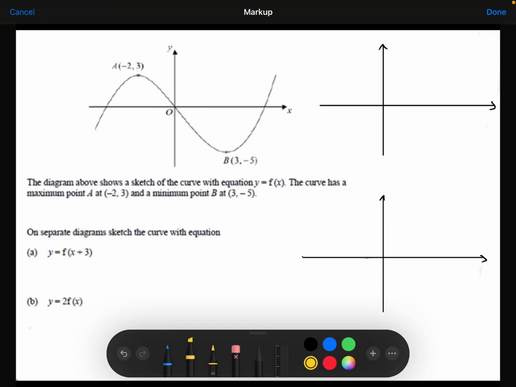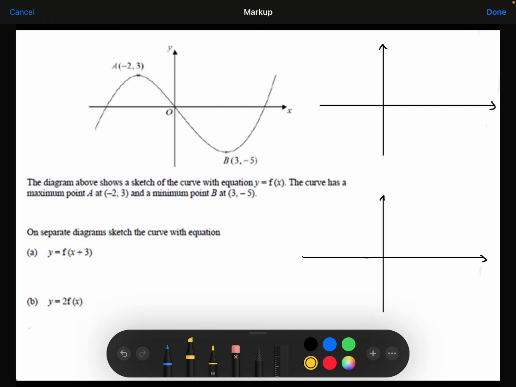The diagram above shows a sketch of the curve y equals f of x. The curve has a maximum, point A, at minus 2, 3, and a minimum, point B, at 3, minus 5. On separate diagrams, sketch the curve with the equation a, y equals f of x plus 3.